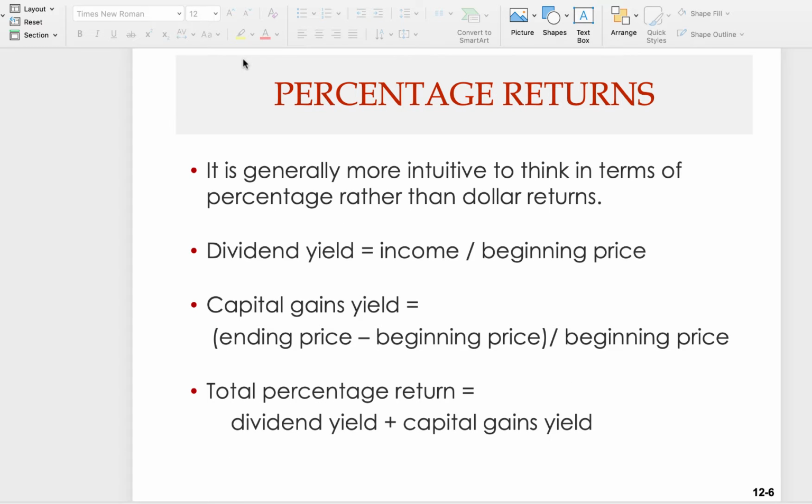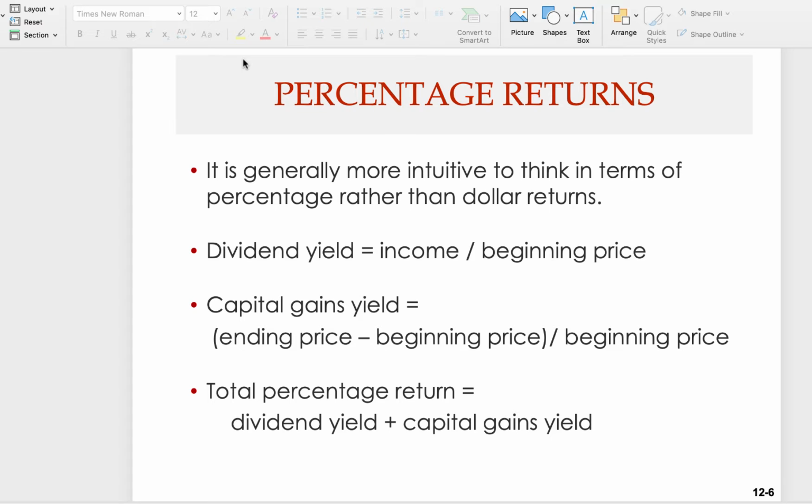Now, the second way we can calculate returns is on a percentage basis, okay? A lot of times this is more intuitive than reporting gain or loss in dollars. It makes a little bit more sense to look at it from a percentage standpoint than a total dollar standpoint. So how do we calculate percentage returns? Well, the percentage return is equal to the dollar return divided by the initial investment, okay?